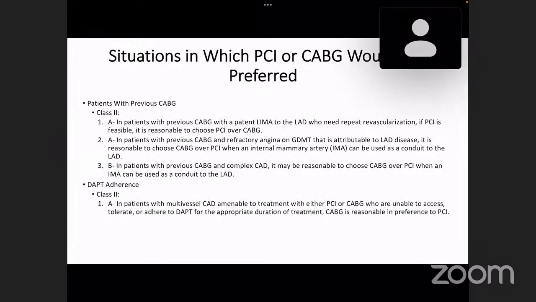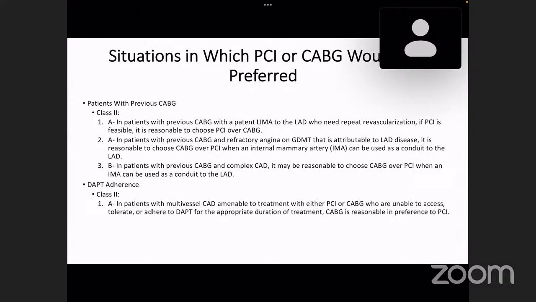Patients with previous CABG: class 2A, in patients with previous CABG with a patent LIMA to the LAD who need repeat revascularization, if PCI is feasible, it is reasonable to choose PCI over CABG. In patients with previous CABG and refractory angina on goal-directed medical therapy that is attributable to LAD disease, it is reasonable to choose CABG over PCI when an internal mammary artery can be used as a conduit for the LAD. Class 2B, in patients with previous CABG and complex coronary artery disease, it may be reasonable to choose CABG over PCI when an IMA can be used as a conduit to the LAD.